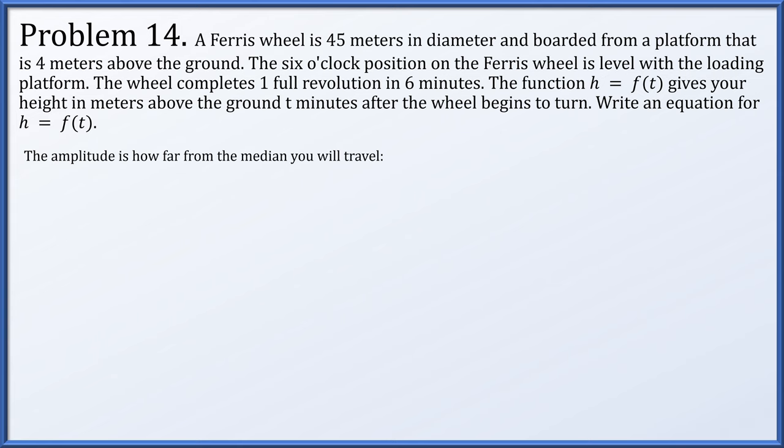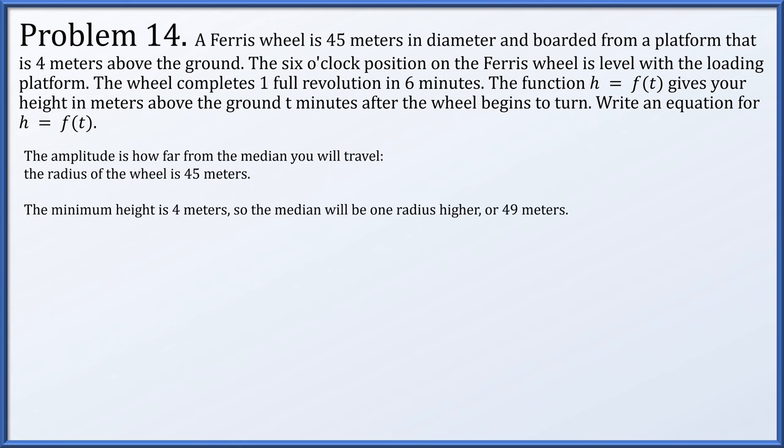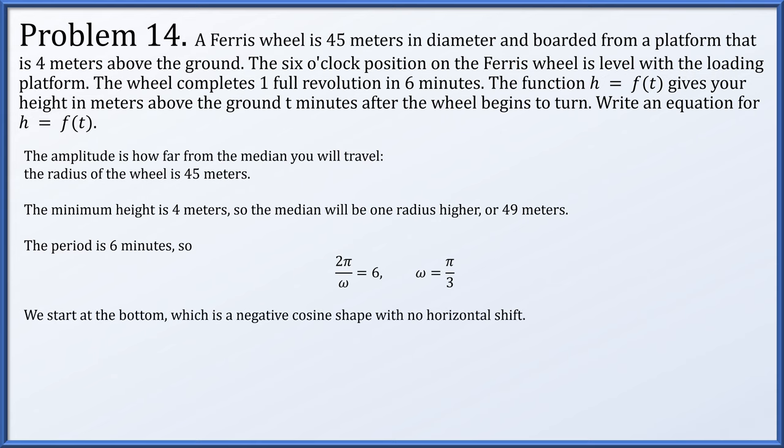The amplitude is how far from the median you travel. That's the radius of the wheel, 45 meters. The minimum height is the platform where you load, that's 4 meters. So the median will be 1 radius higher, or 49 meters. The period was 6 minutes, so 2 pi over omega should be 6, or omega is pi over 3. And we start at the bottom.